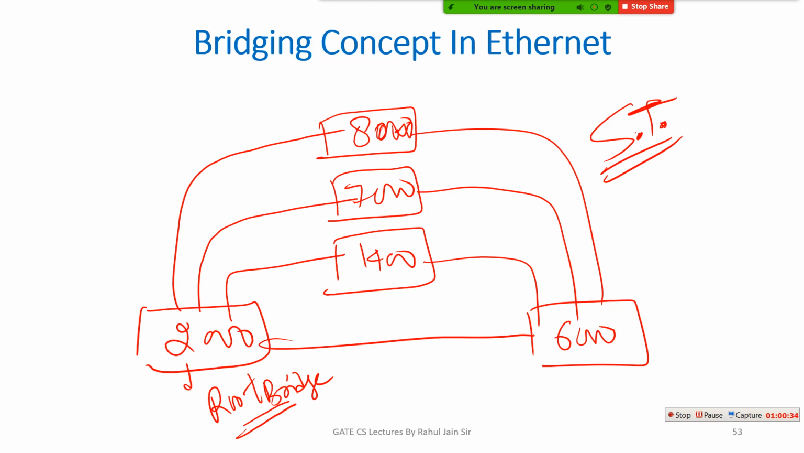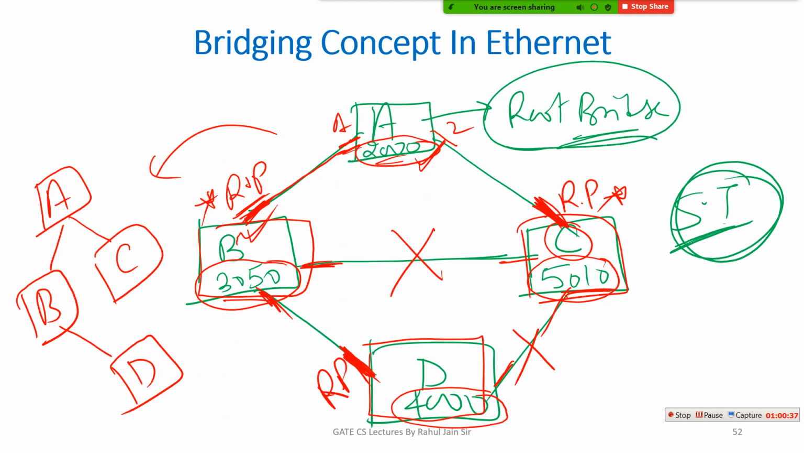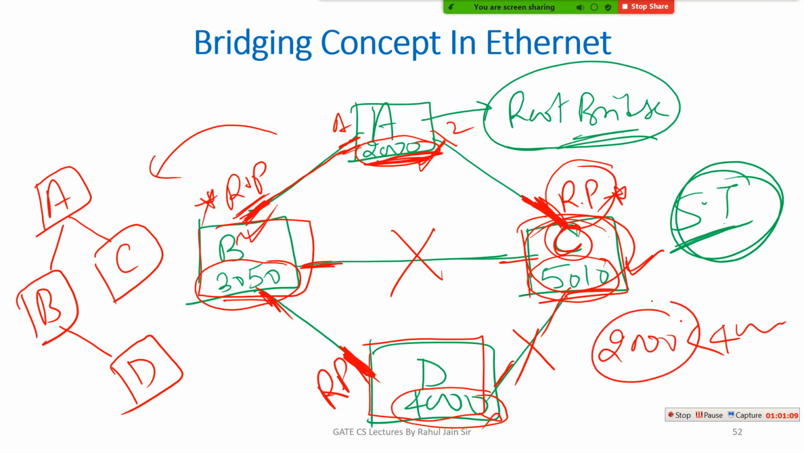Ashik, you are asking about the previous problem A, B, C: what if we delete A and C and join D and C? No, you can't add this, because in the rules of the spanning tree algorithm I have told you that for each bridge we need to assign a root port, and for bridge C this one would be the root port. Why? Because it has the lower ID. This is not the lower ID. If you compare 2000 with 4000, which is the lower one? This is the lower one. That is why it will be the root port. So we can't connect C to D, we only need to connect A to C. Is it clear, Ashik?